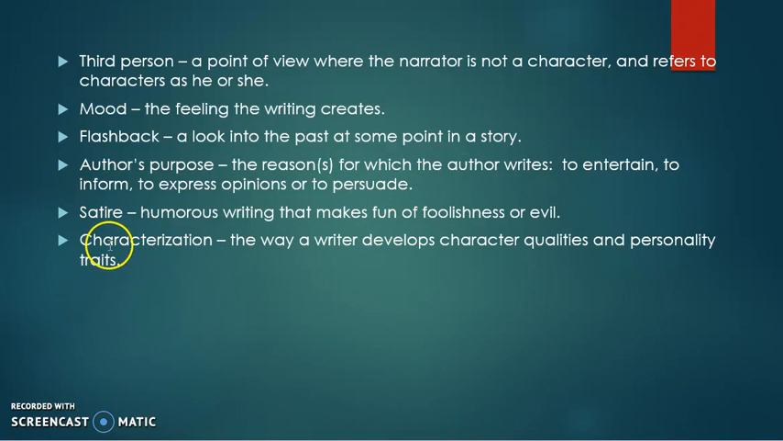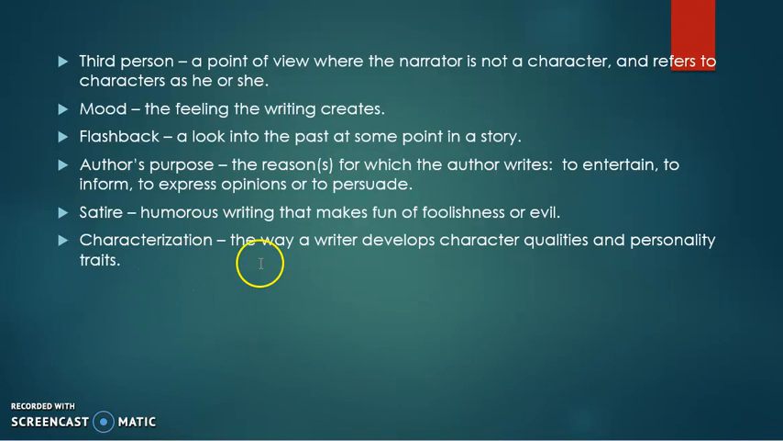Satire. Satire is humorous writing that makes fun of foolishness or evil. We're going to read a story in this unit that is a satire, and the story is making fun of people who live in the country. Okay, so that's a good little story, and I think you guys are really going to like it because we all live in the country and we know what it's like.